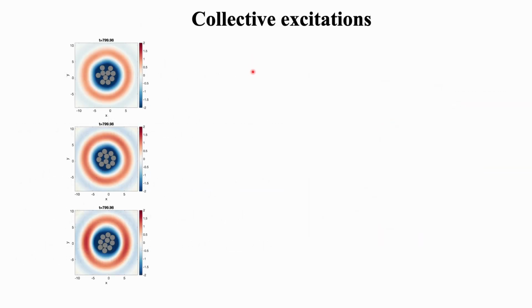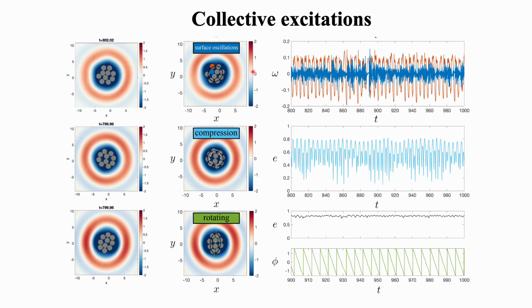Now, with increasing memory, we find various types of collective excitations, and I'll show you three examples here. One type of motion we get is surface oscillations, where the droplets in the core remain stationary, while the droplets on the periphery oscillate azimuthally back and forth. We also get what we call the compression mode, where the entire cluster oscillates between something that looks circular and something that looks elliptical. And we also find rotating modes where the shape of the cluster remains elliptical, but the angle or the inclination of the major axis rotates with time.